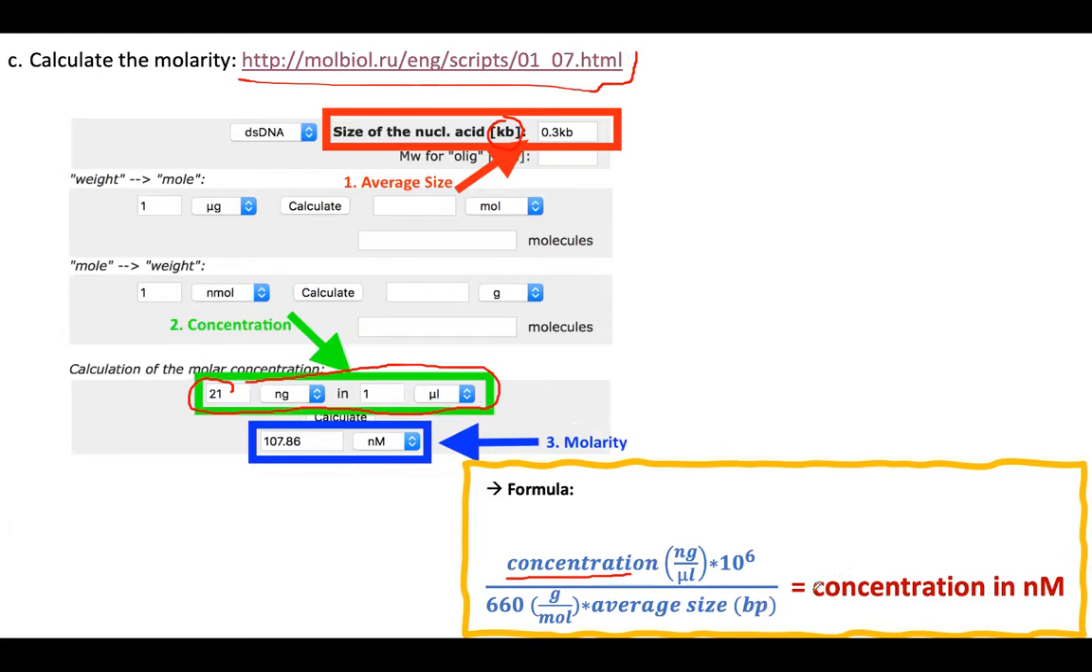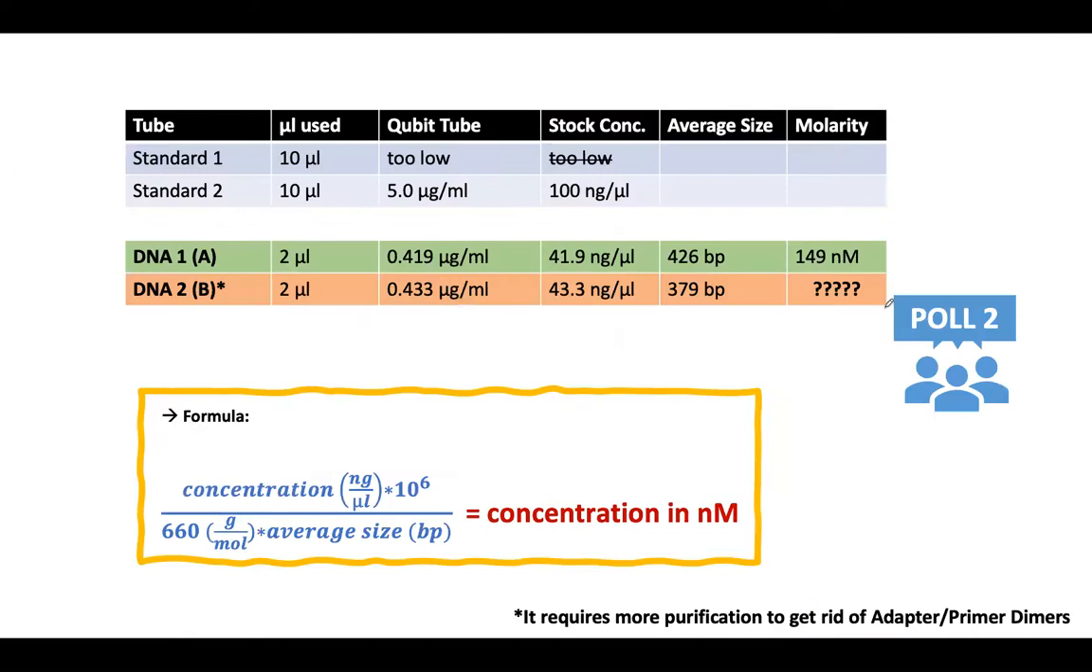Okay, so the number that it will pop up is the concentration in nanomolar. That's the formula that we usually use. So let's make some examples. This is the table that we got out of both the Qubit and the TapeStation. We have the two standards here up top, and this is the concentration that you get, but we don't care about those. We're not submitting those for sequencing, so we're not calculating anything.